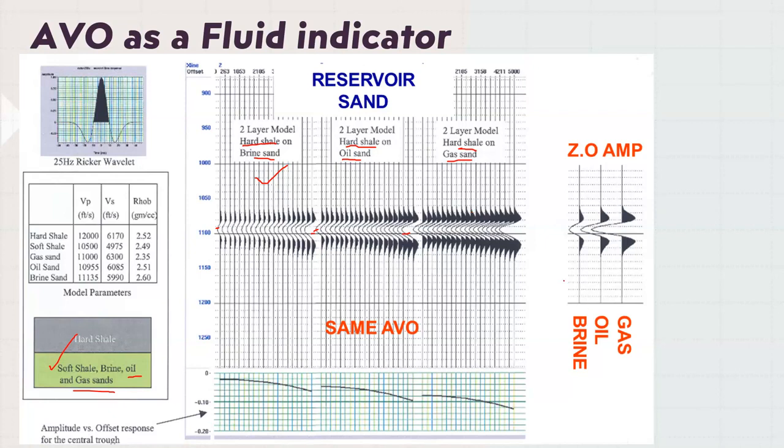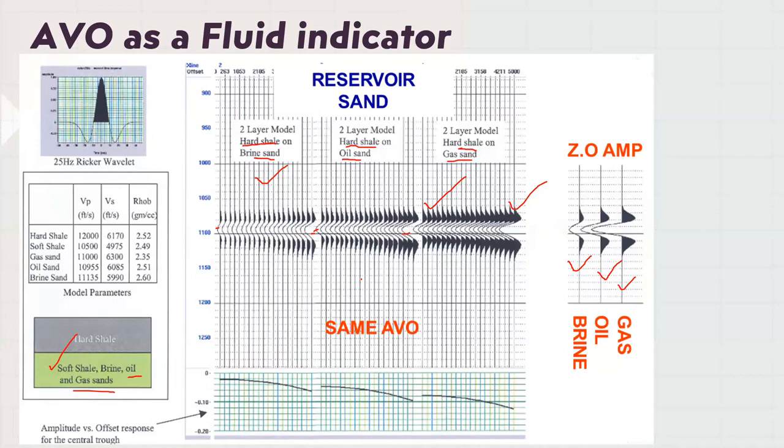So what is the summary of this one? Let's look at this third one. If we have this gas sand, then you can see the AVO rising a lot. If you look at the summary over here, the brine sand looks like this, the oil sand has this signature, and the gas sand has the higher amplitude variation with offset. You got it?